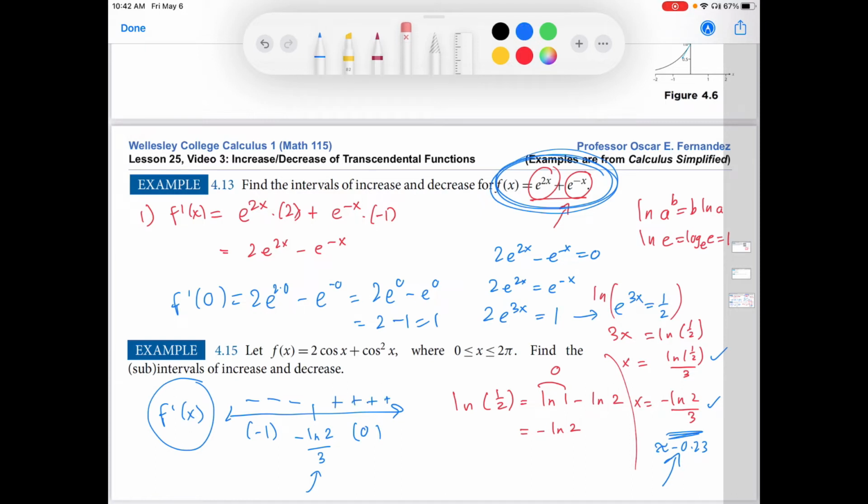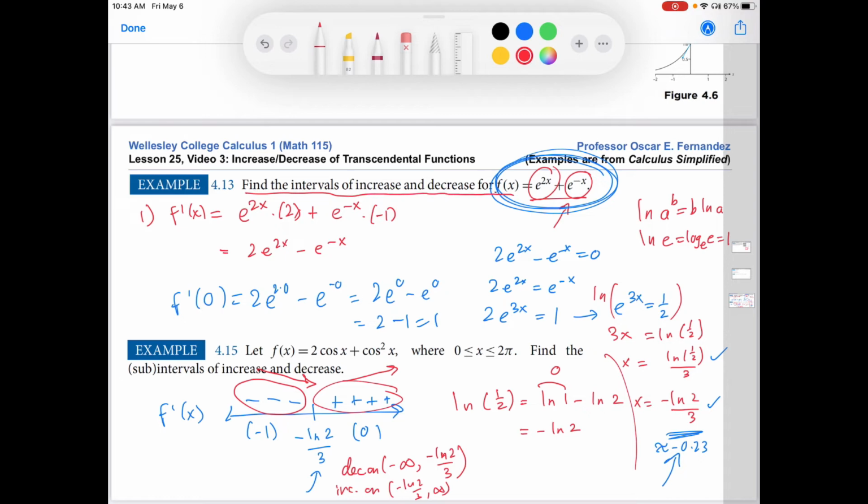Okay, so based off of this sign chart, what do we learn? Well, we learned that from negative infinity all the way up to minus ln of 2 over 3, the derivative is negative. So that tells us from the increasing and decreasing test that the function is decreasing there. And then after negative ln of 2 over 3, from there off to infinity, the derivative is positive. So the function is increasing on that interval. And that's basically, we answered the question: find the intervals of increase and decrease for f of x.